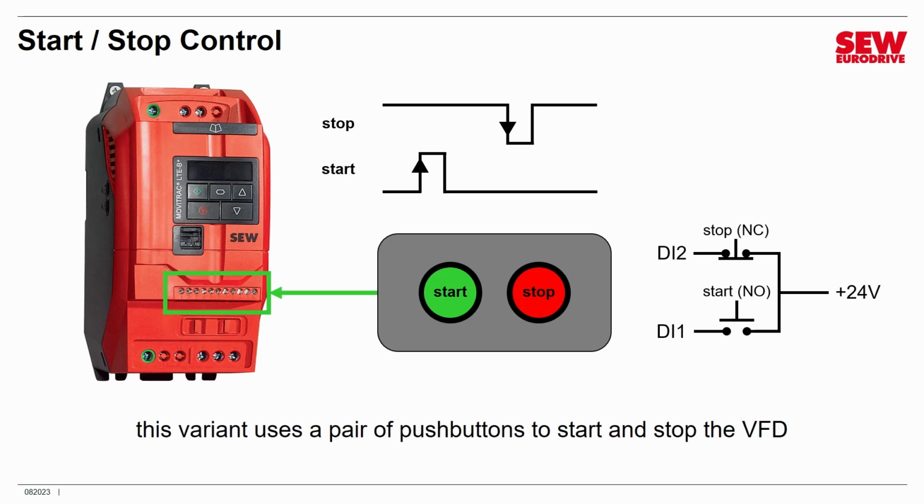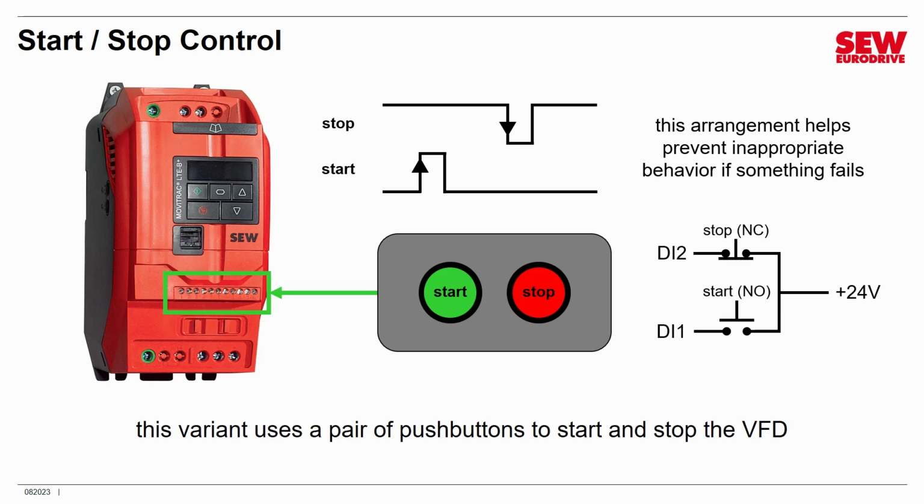Incidentally, maybe you're wondering why we use a normally open button for start and a normally closed for stop. The reason is that this arrangement helps prevent inappropriate behavior if something fails. If the 24-volt supply fails or a wire gets cut, the stop signal will open, and that will cause the VFD to stop, which is probably a safe thing to do. Similarly, the on state isn't going to be triggered by something being cut or broken, so it's generally a bit safer. So this is a typical control scheme for push-button control on a VFD.